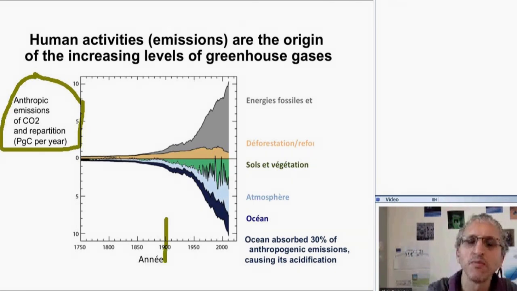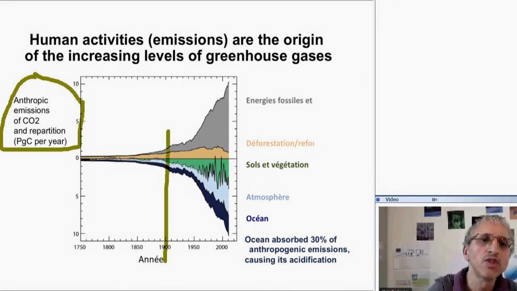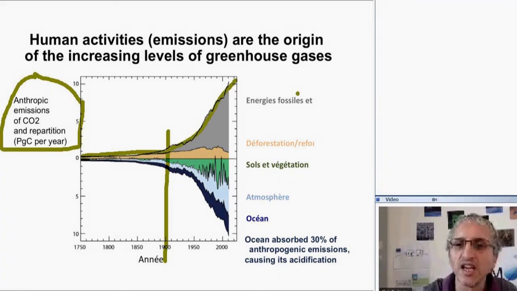But what you are seeing is that before 1900, before the last centuries, the anthropic human emissions have been very low. But in the last 100 years, you have had a very, very rapid increase in the emission of CO2. And it's linked essentially to burning fuel. Okay, essentially it's burning fuel, it's cars, factories, etc.